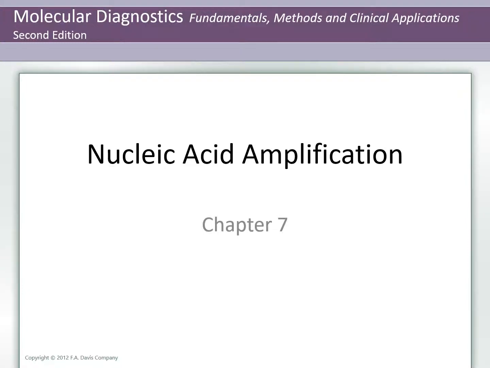Chapter 7 of your Molecular Diagnostics textbook will be covering amplification of nucleic acids. Early analysis of nucleic acids was limited by the availability of material for analysis. Generation of enough copies of a single gene required propagation of millions of cells in culture, or isolation of a large amount of genomic DNA.